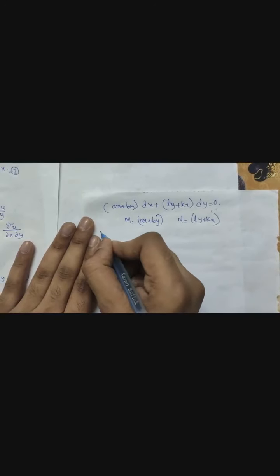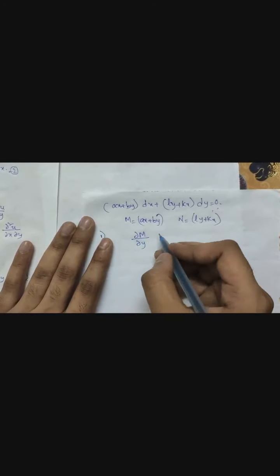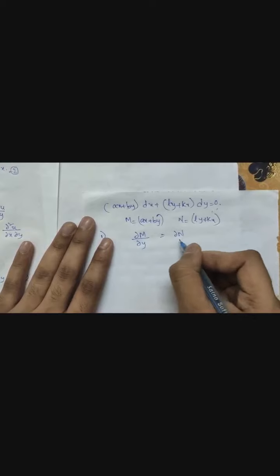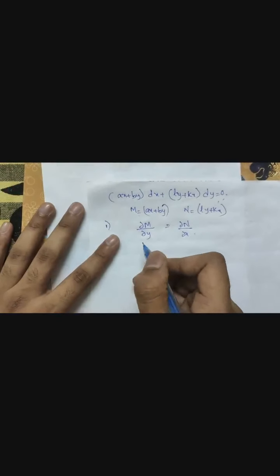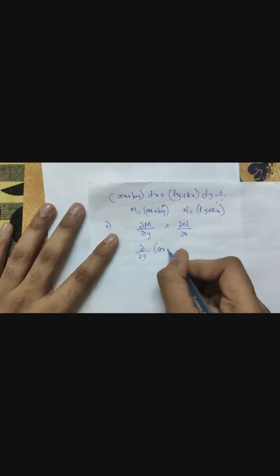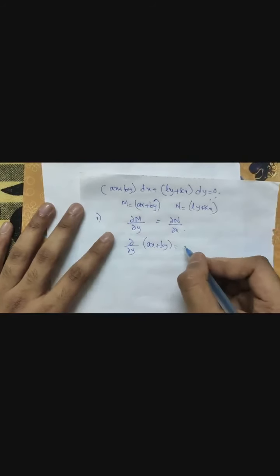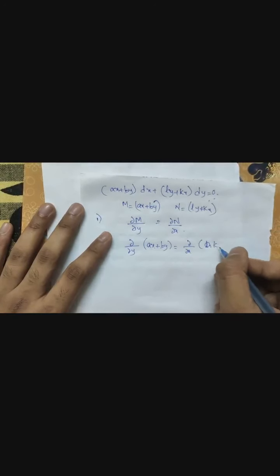For the first condition, we got ∂M/∂y, the partial derivative of M with respect to y, equals the partial derivative of N with respect to x. This is the equation, you know that. Okay, next, ∂/∂y of (ax + by) = ∂/∂x of (kx + ly).